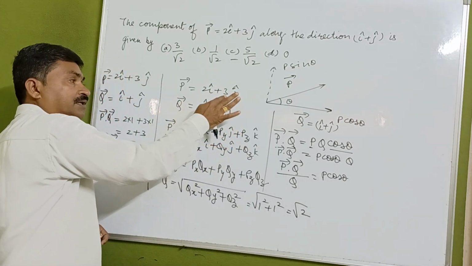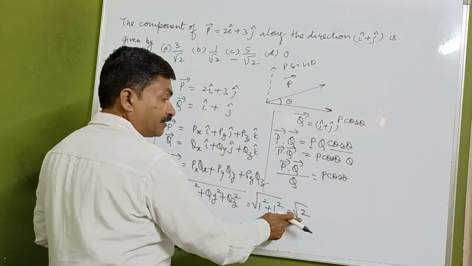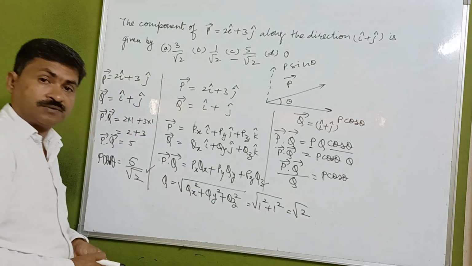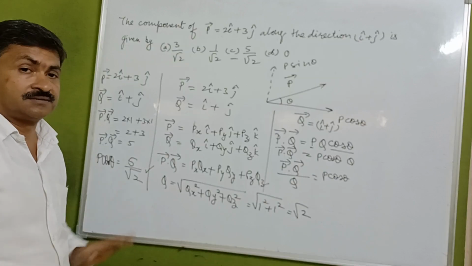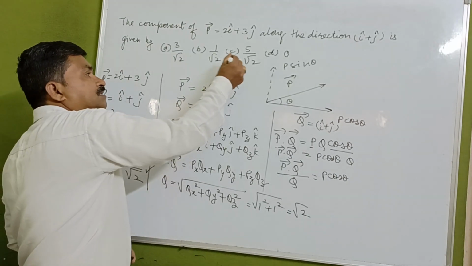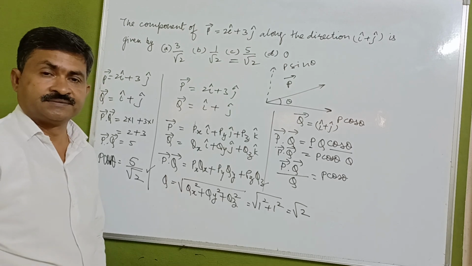Only two components are there, x component and y component. So finally we have the magnitude of Q equal to root 2. 5 divided by root 2 will give the answer. So this is the correct answer.